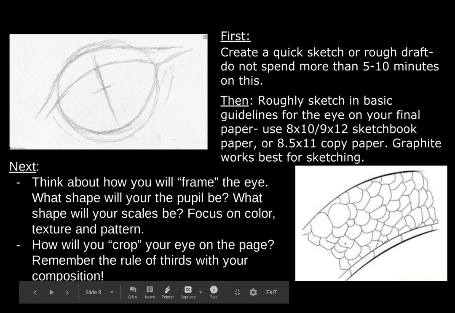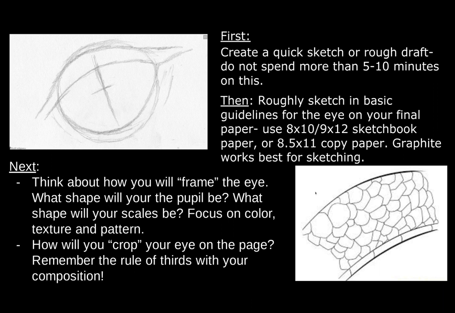And then on your bottom right here, there's just a picture of varied scaling. So we talk a lot about variety in art, right? So that's a variation of scales. They're not all exactly the same, and they're not perfectly placed. And so that's interesting and unique as we're looking at it. So think about that.